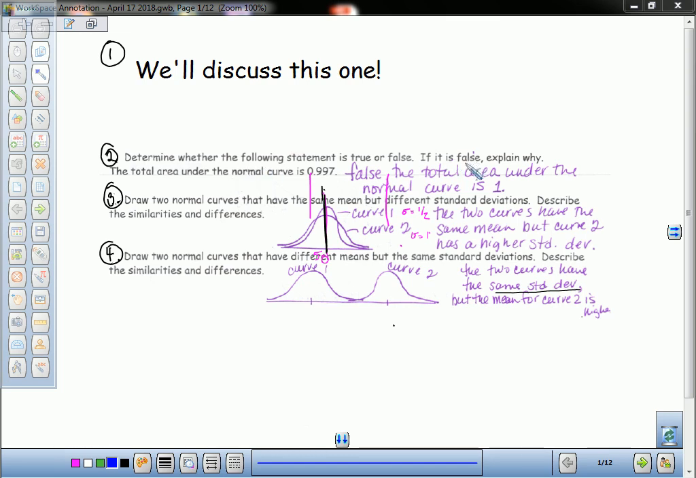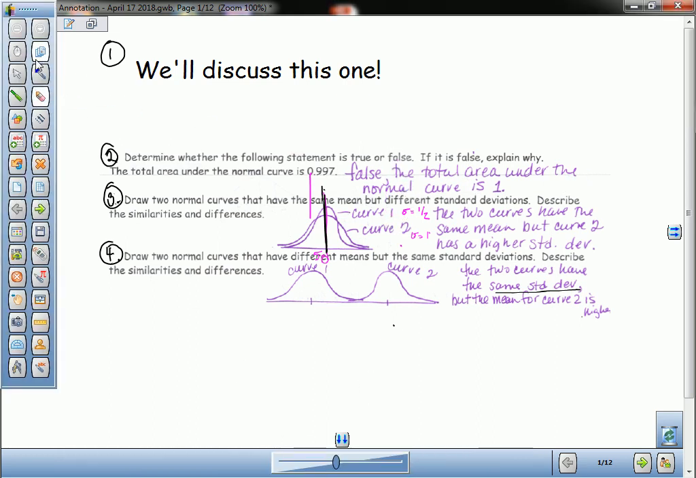True or false? I said false, because 0.997 is not 1. That's plus or minus 3 standard deviations from the mean, but that is not all the data. And all the data equals 1.